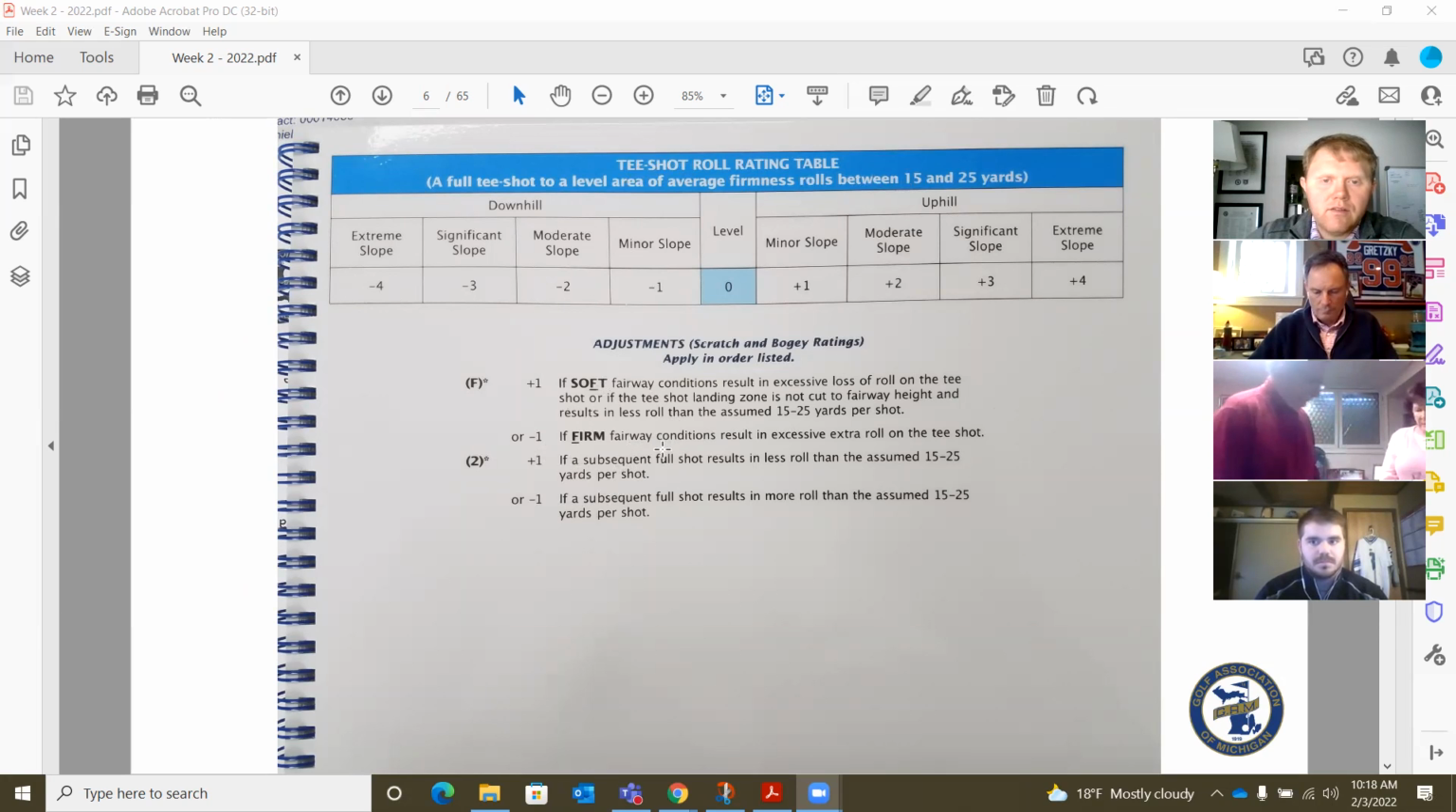A lot of folks don't quite realize this, because I believe in a previous edition of this, we looked at the cumulative effect of roll when we were applying these numbers, but now it's specifically a tee shot.